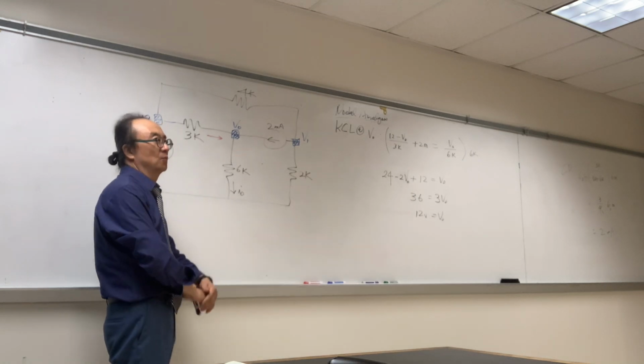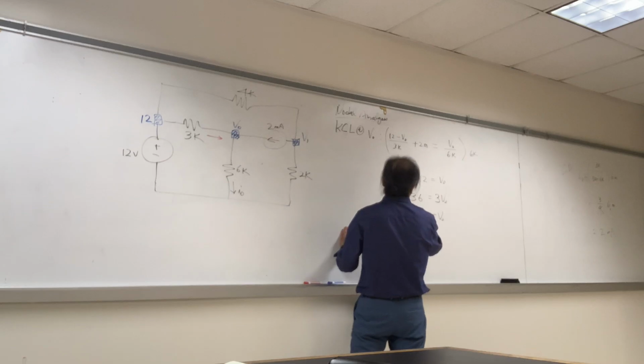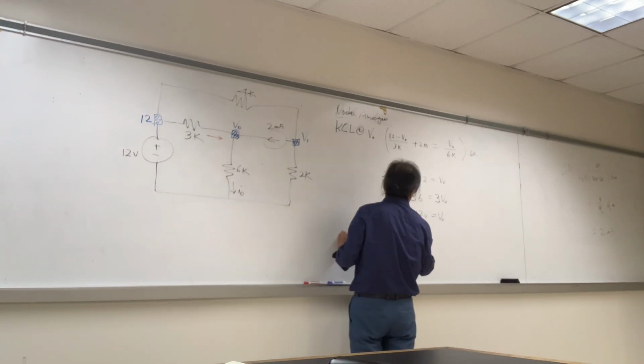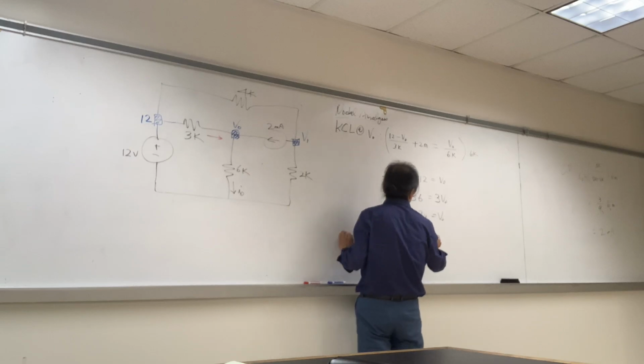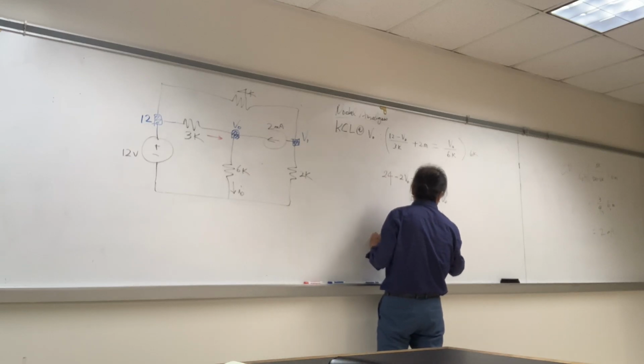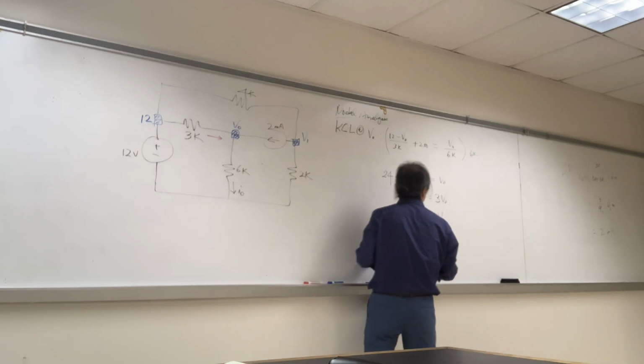This is way easier than Norton and Thevenin, right? And V0 is 12, so I0 equals V0 over 6K. So V0 is 12 over 6K, which is 2 milliamp.